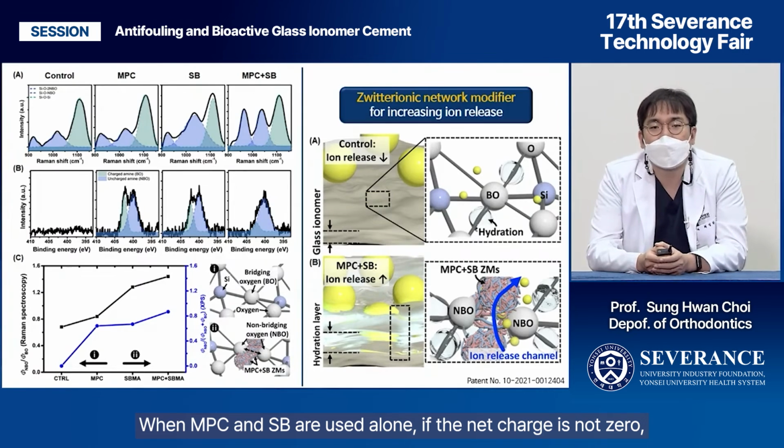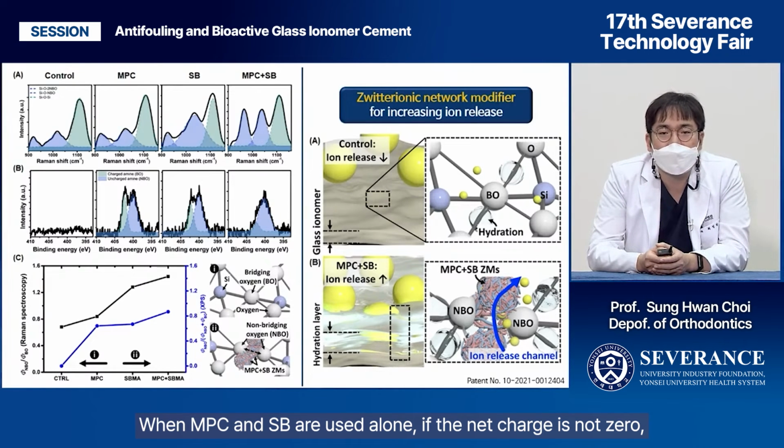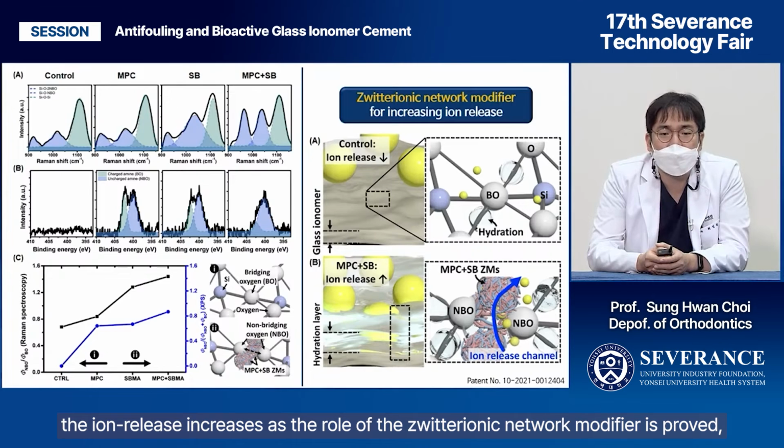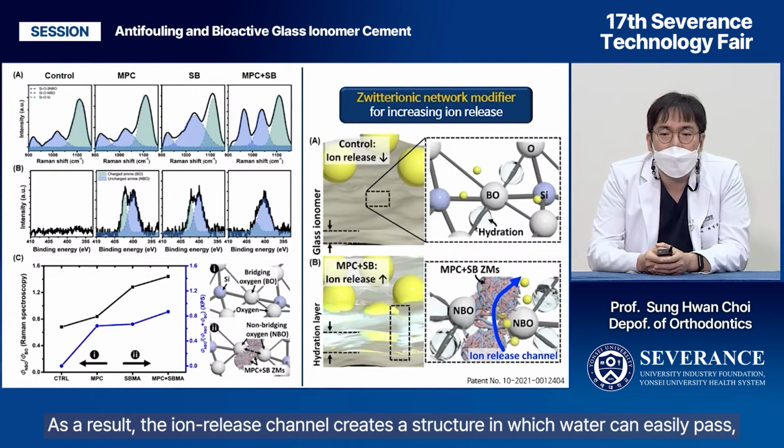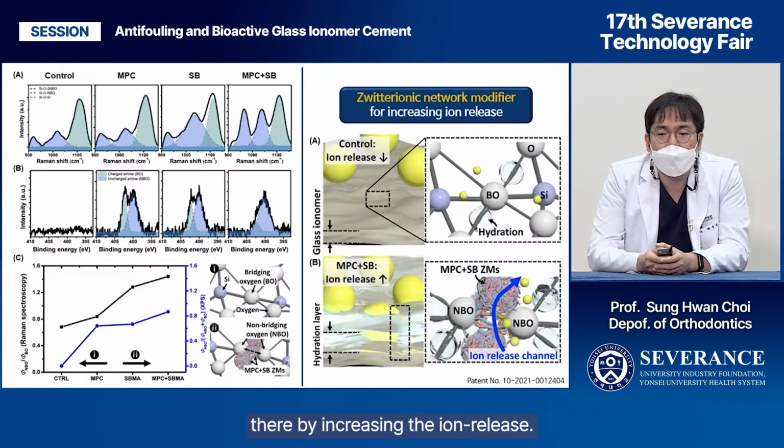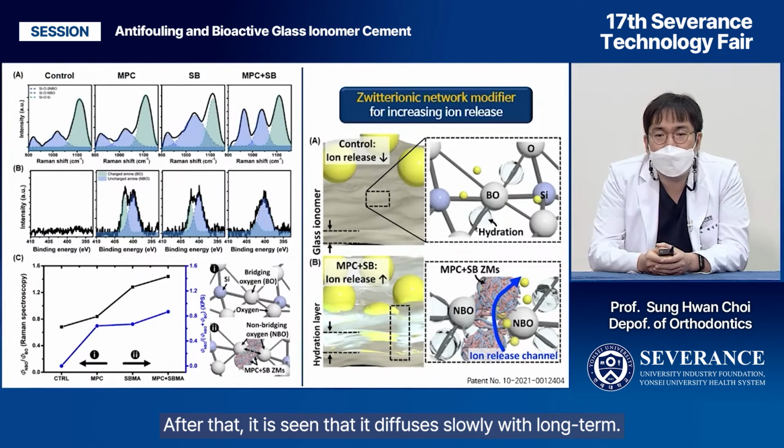When MPC and SB are used together, the net charge is not 0, so the ion release increases as the role of the zwitterionic network modifier is proved, and the silicate network structure that forms this glass cracks, and the channel for release opens as this crack occurs. As a result, the ion release channel creates a structure in which water can easily pass, thereby increasing the ion release. Ions are released at a high rate until ion equilibrium occurs when glass ionomer is added to a solvent. After that, it is seen that it diffuses slowly over the long term.